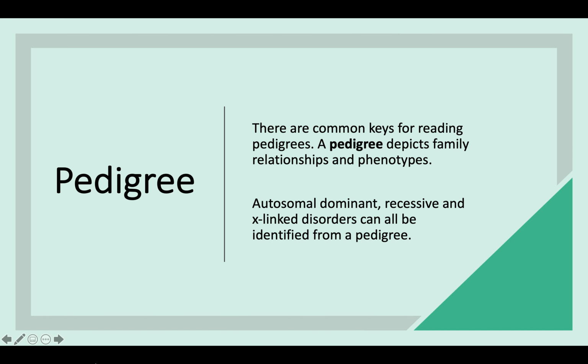I mentioned the word pedigree in a couple of slides previously, and I want to break down what that is. There are common keys for reading pedigrees. Whenever I think of a pedigree, I think of show dogs or show animals. If you're in agriculture, a pedigree breaks down the family lineage for a dog or maybe a show pig. A pedigree depicts family relationships and phenotypes, which, remember, phenotype is what we see on the outside, and genotype is what is on the inside. So a pedigree depicts the relationship between family members and the phenotype, what is viewed on the outside. Autosomal dominant, recessive, and X-linked disorders can all be identified from a pedigree.